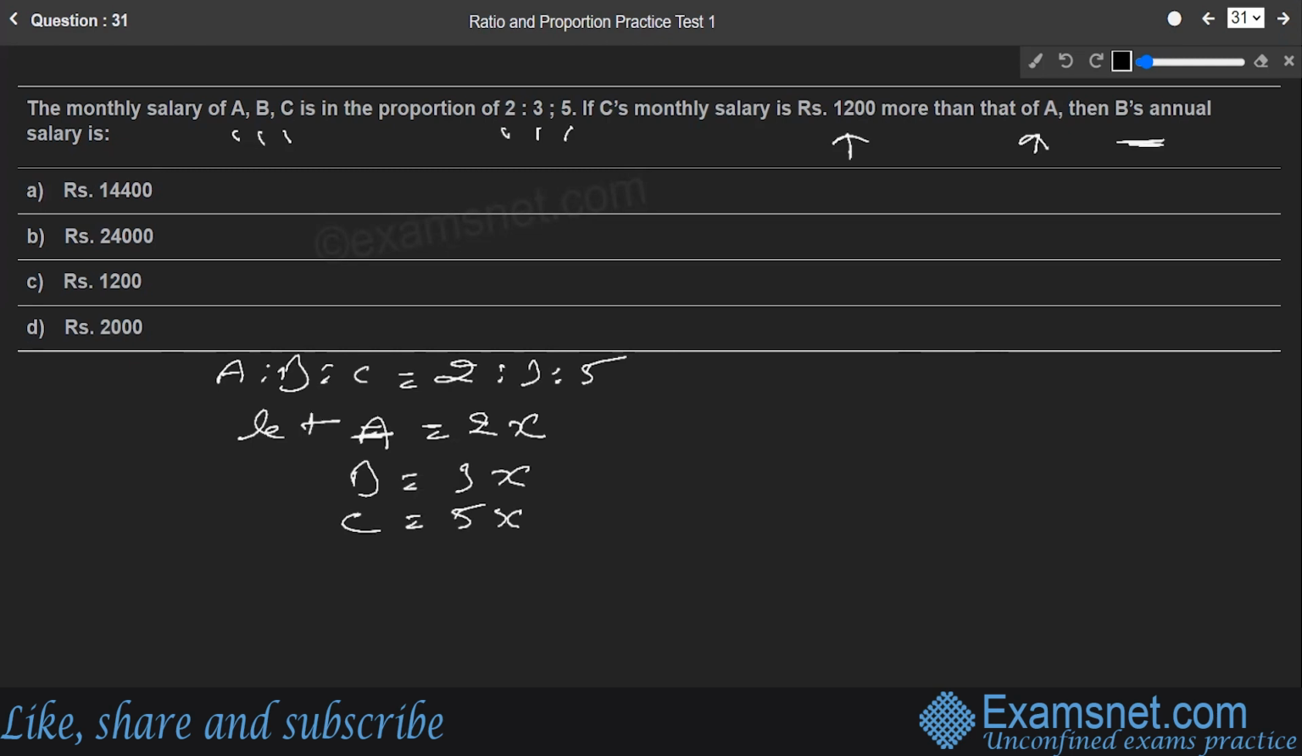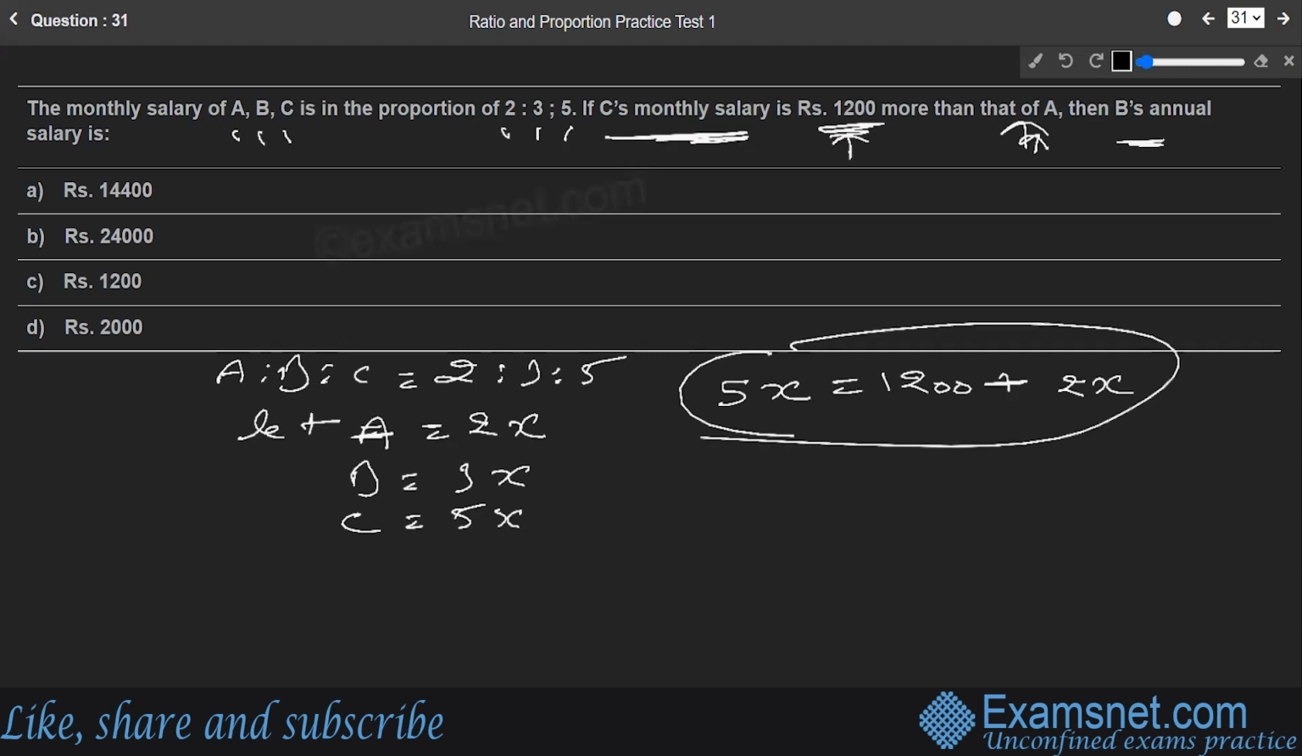They give a condition: C's monthly salary, 5x, is 1200 more than A's salary. That will be equal to 1200 plus A's salary. A's salary was how much? 2x. So this is the equation in front of us: C's salary is 1200 more than A's salary. If we solve this, it comes out to be 3x equal to 1200, which gives x as 400.